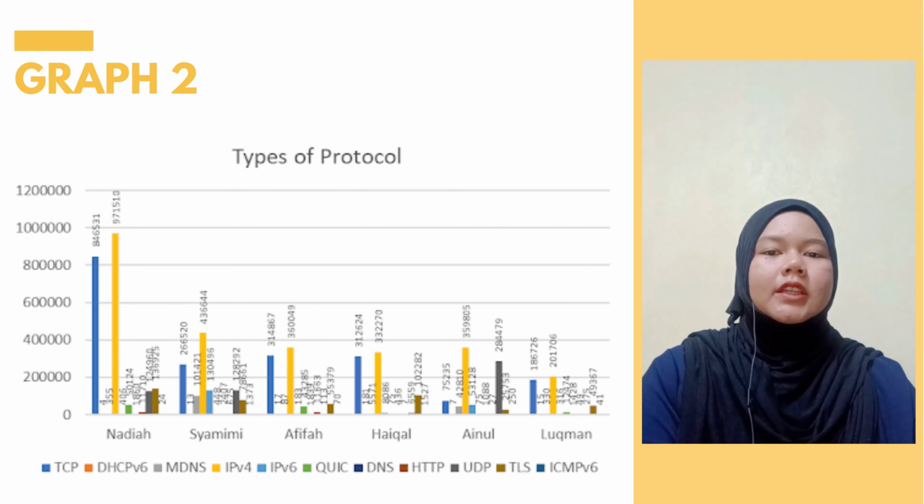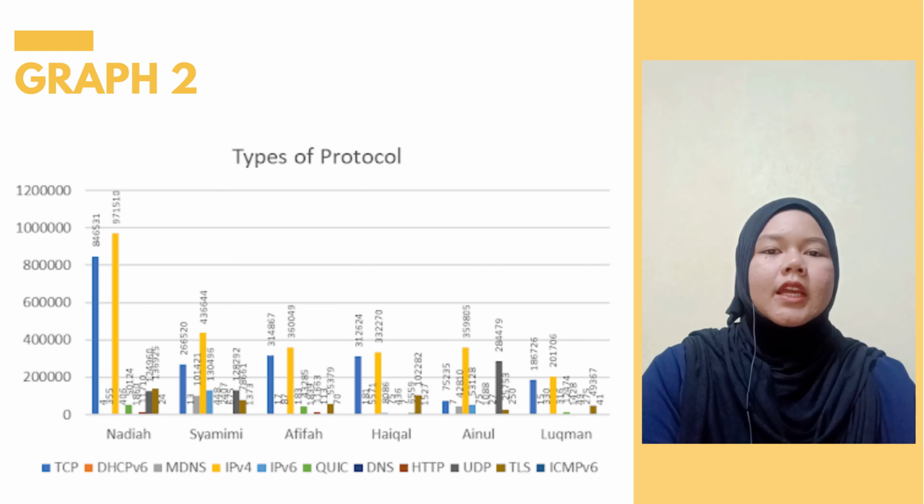For the categories of data, they are represented by bars of different colors: blue represents TCP, orange represents DHCP version 6, light gray represents MDNS, maroon represents IPv4, light blue represents IPv6, gray represents QUIC, dark blue represents DNS, brown represents HTTP, dark green represents UDP, olive green represents TLS, and navy blue represents ICMP version 6.